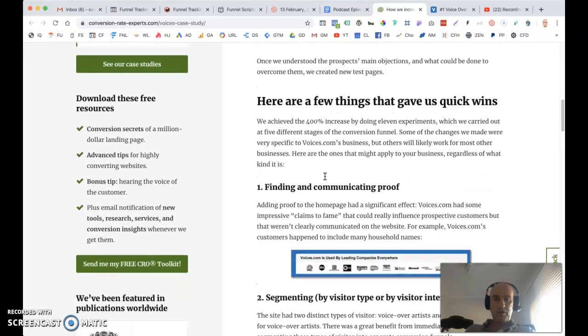So they start off by giving us a few things that gave them quick wins, and this is an important point whenever you're offering conversion rate optimization services for a customer: you always want to look at what things you can do that are going to provide quick wins, so that the customer sees an immediate impact and results, and that way they have more confidence that what you're doing is worth the money, that you know what you're doing, and that they're not wasting their money. So it's always a good idea, before you do anything, to look at the quick wins that you can do that are going to make an immediate impact.